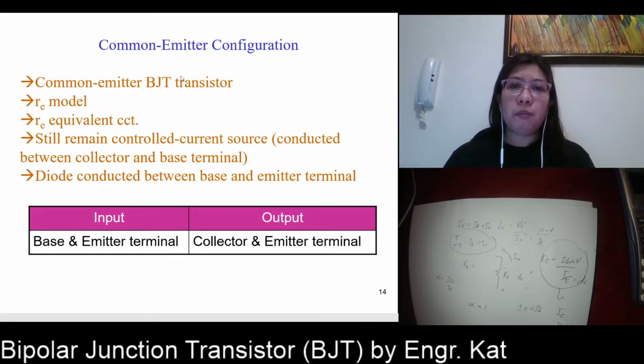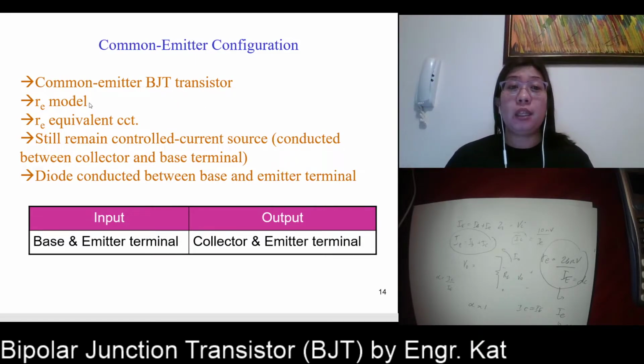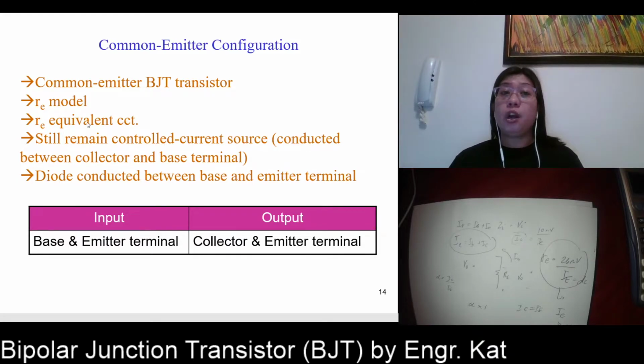So for a common emitter BJT transistor, we will be trying to draw its re model together with its re equivalent circuit. It is still made up of a controlled current source connected between the collector and the emitter terminal, while the diode is connected between the base and the emitter terminal.